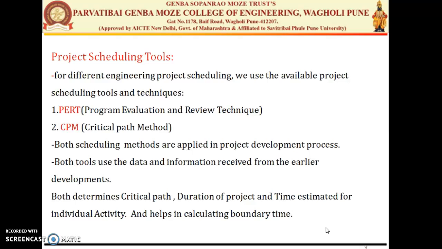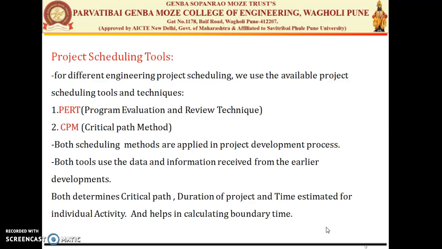Both the tools use the data and information which is received from the earlier stages. So they perform some planning activity from the data which is received from earlier stages, and that activity includes estimating the efforts, decomposing the product functions, then selecting a suitable process model for the project, then decomposing the tasks. So we have seen the work breakdown structure in the last session.